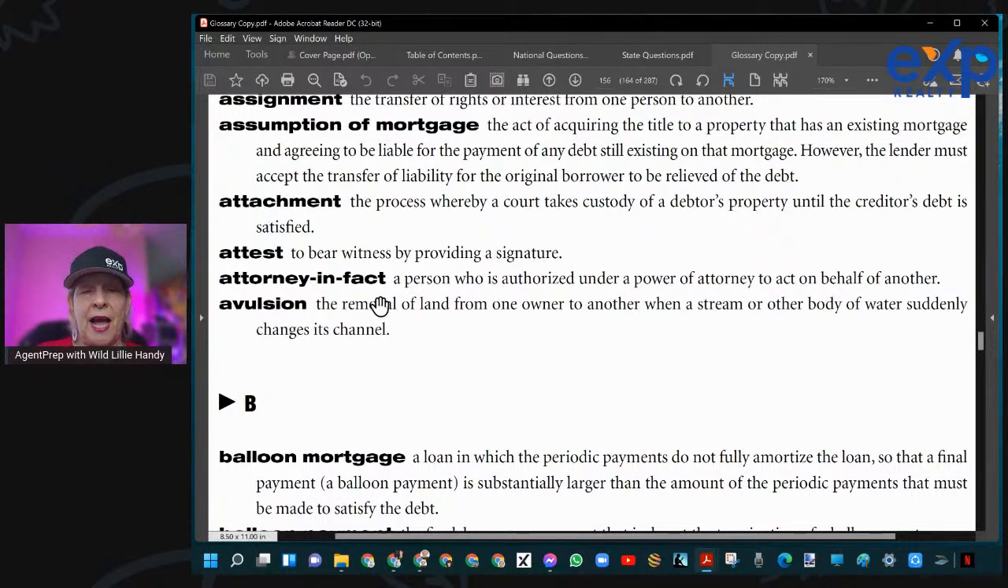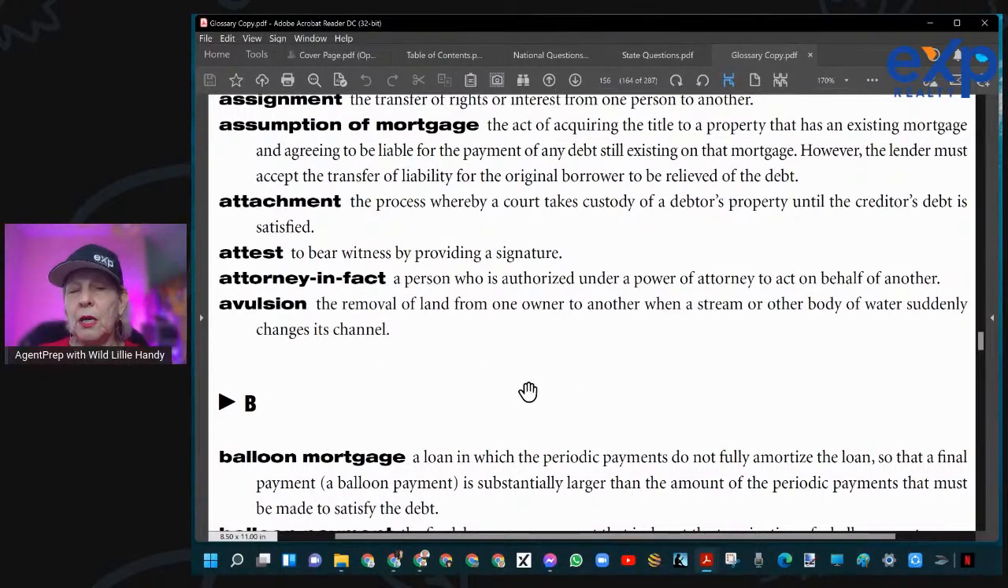Attorney in fact. It's another word for power of attorney. A person who is authorized under a power of attorney to act on behalf of another. So sometimes individuals will buy a property, but they're out of state and they have a family member where the property is located. So they'll give that power to their family member or friend or whoever, an attorney or an accountant, whoever they assign to, that individual will sign a power of attorney for that particular property, and they will do the signing for the actual person.